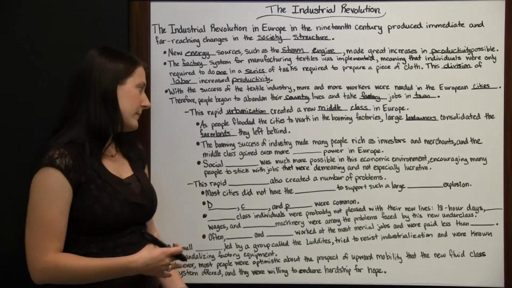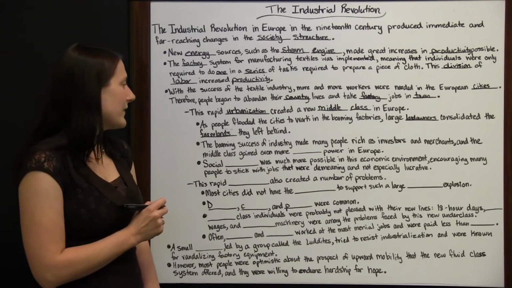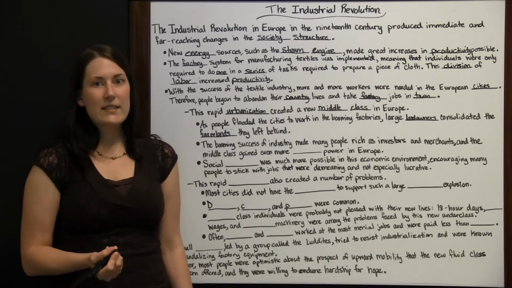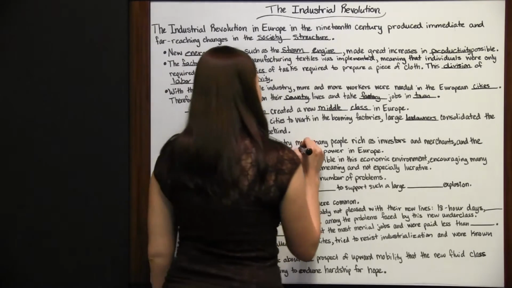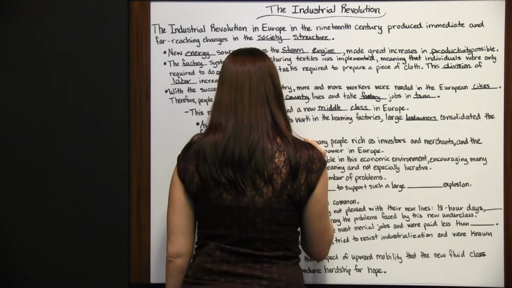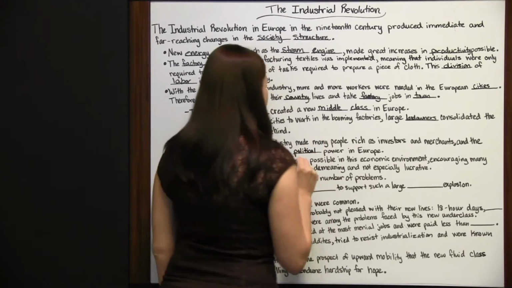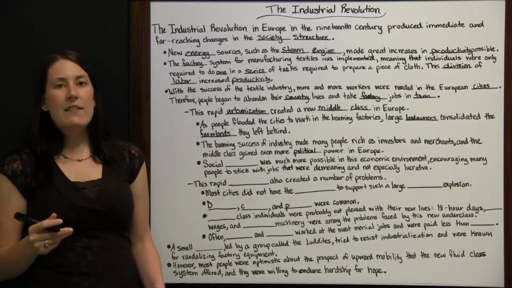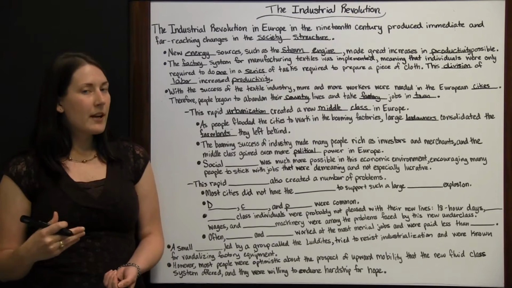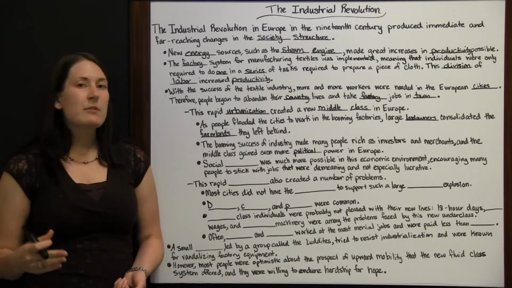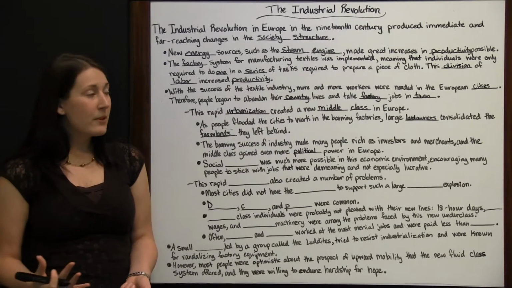The booming success of industry made many people rich as investors and merchants, and the middle class gained even more political power in Europe. So where the middle class didn't have as much political power because they weren't as wealthy as the upper class citizens, now the middle class was becoming richer and it was gaining more political power.